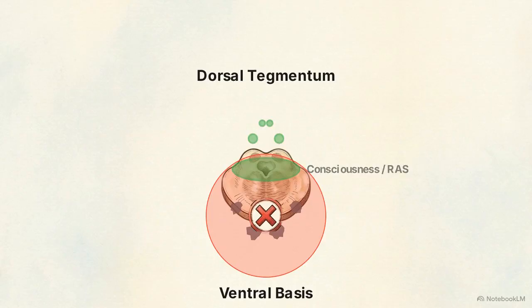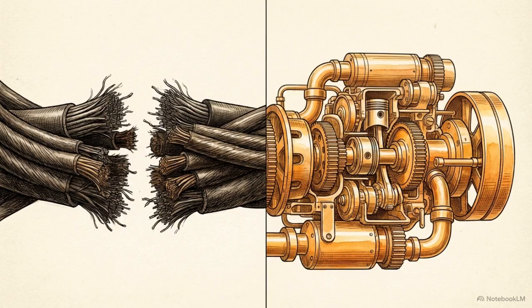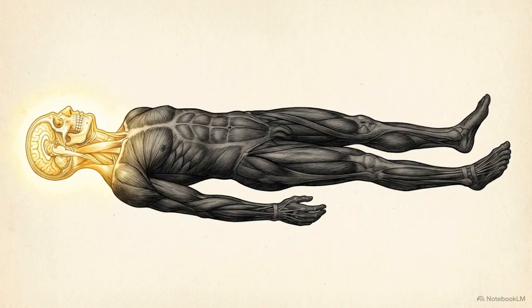Yet, looking at the dorsal region at the top of the diagram, the reticular formation and the oculomotor pathways sit safely outside the zone of destruction. The ventral damage cuts the physical motor cables, while the dorsal sparing leaves the consciousness engine running. This precise anatomical splitting guarantees the patient remains awake while losing all ability to move.